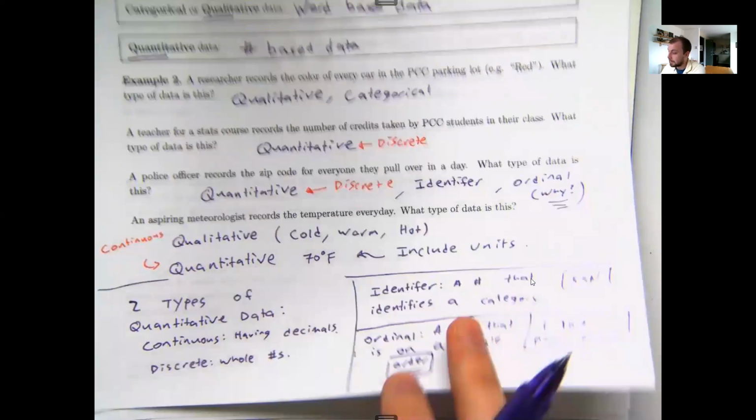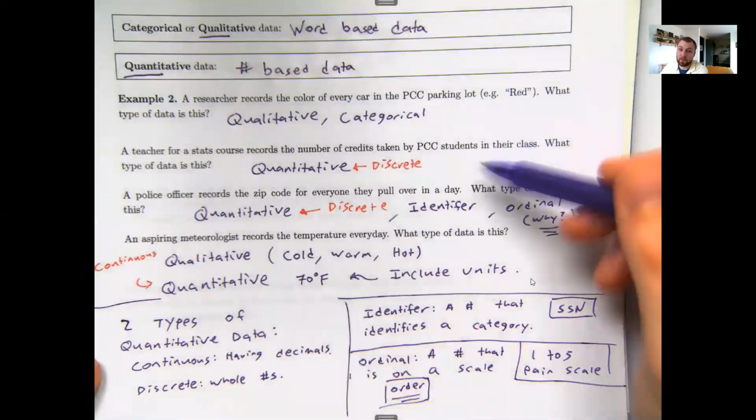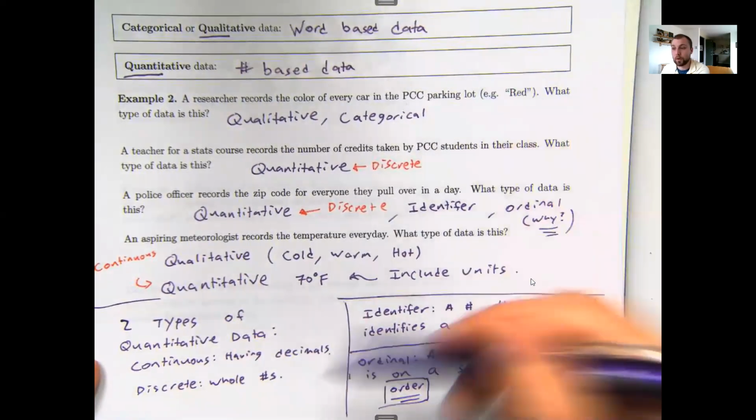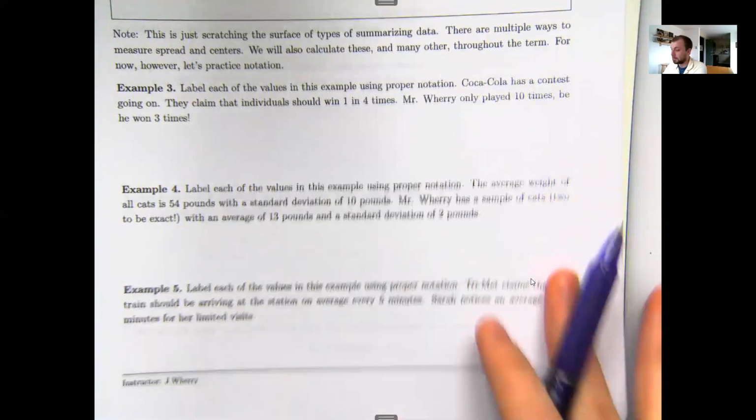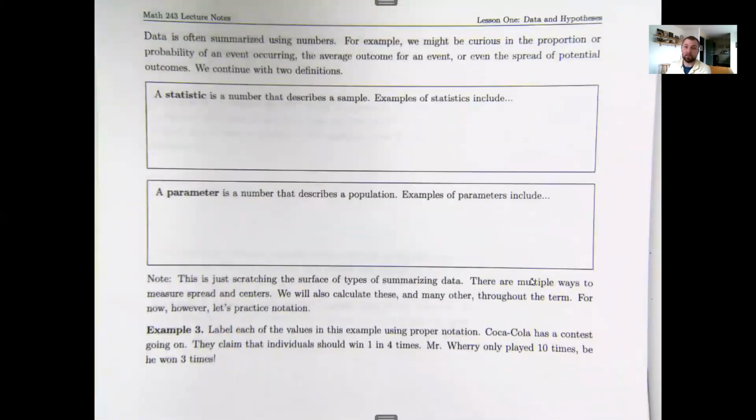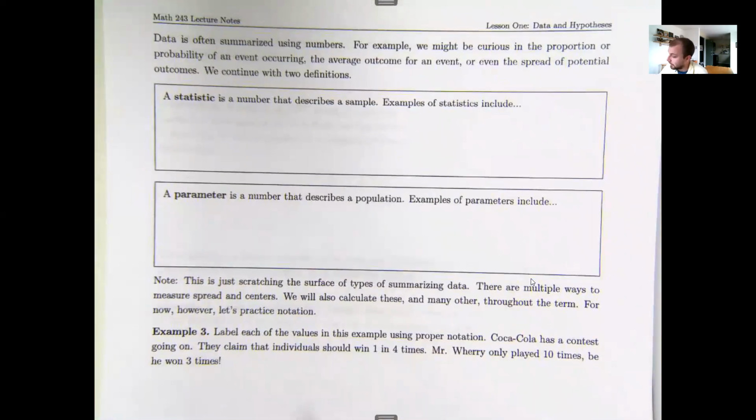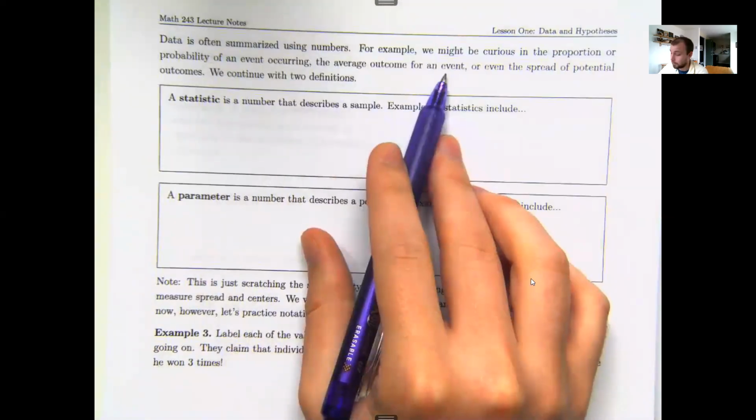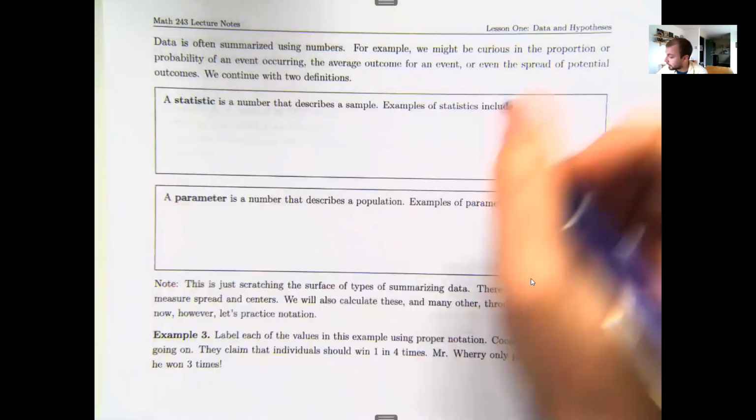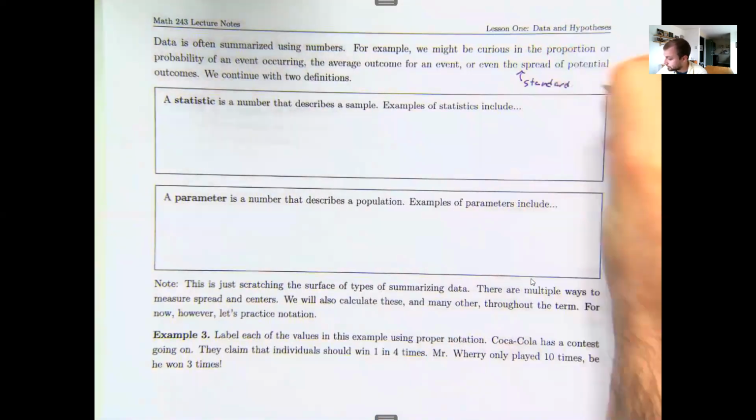Again, I can get real deep in the weeds on all of this, but the point is that I have a lot of different ways of describing data, even with just words, without even considering the symbols or the arithmetic or anything else. So the next part of this, let's look at symbol ways of representing data. Data is often summarized using numbers. We might be curious about a proportion or a probability of an event, the average outcome of an event, or the spread of the event. When I'm talking about spread, I'm going to be using the language of standard deviation.